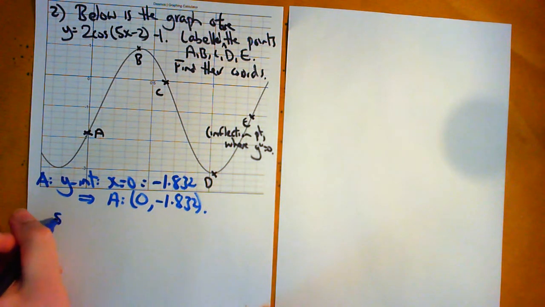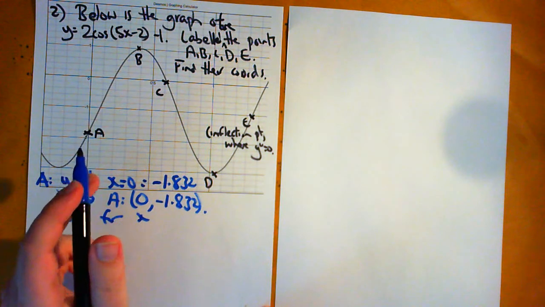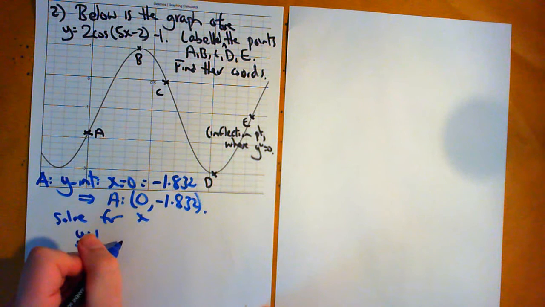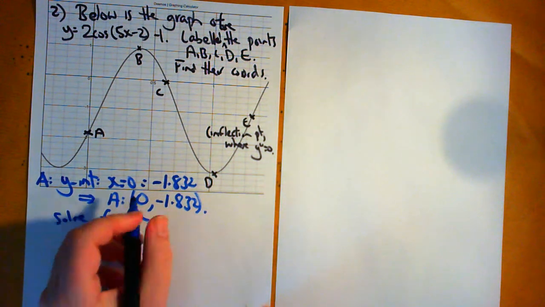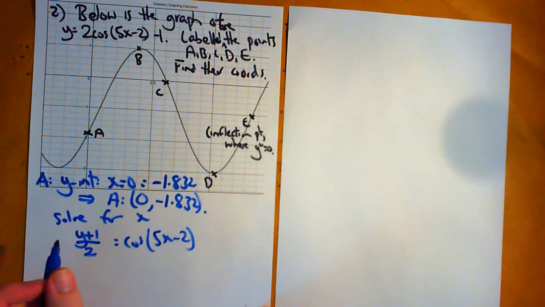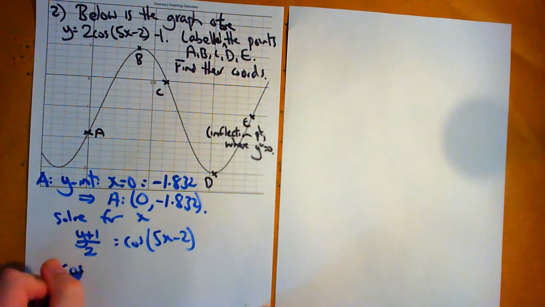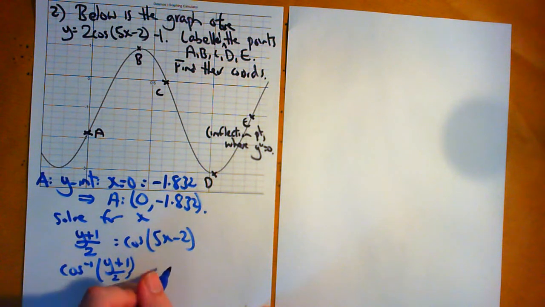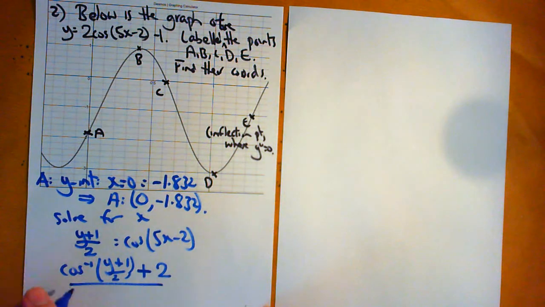So if we solve for x, which is what we're doing, we get y plus 1 equals 2 times cosine, so we can divide by 2, equals cosine of 5x minus 2. So let's take the inverse cosine, so we get cos inverse of y plus 1 over 2 equals 5x minus 2. So let's move that minus 2 to the other side, which will make that plus 2. And we've got 5x at the moment, so we need to divide that by 5 to get x. So that is x. We've solved it for x. Now we need to work out what the remaining points are.